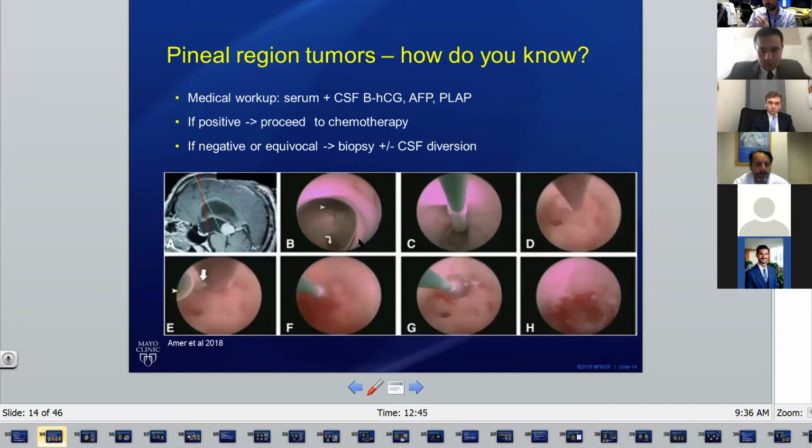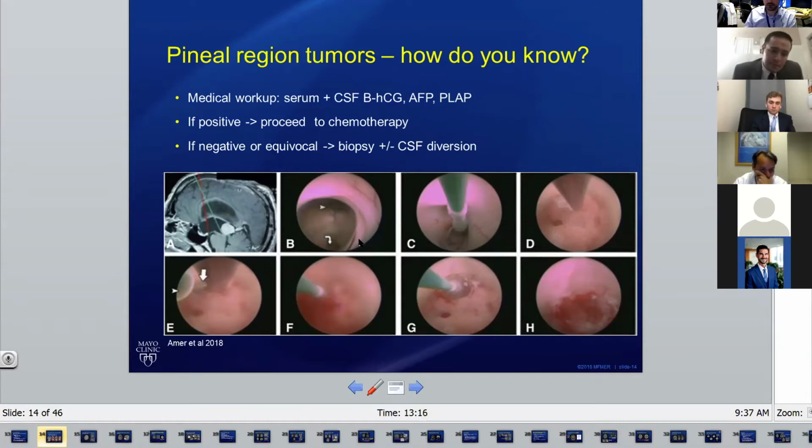So you want to get serum and CSF germ cell markers, including beta-HCG, alpha-fetoprotein, and placental alkaline phosphatase. If those are positive at all, meaning they are excessively high in any pattern, then usually the neuro-oncologist can proceed with treatment without a tissue diagnosis. And this is great. This means we don't even have to touch the patient. More often than not, though, they tend to be intermediate or equivocal or not present in any characteristic pattern. And in this case, it really requires a tissue diagnosis.